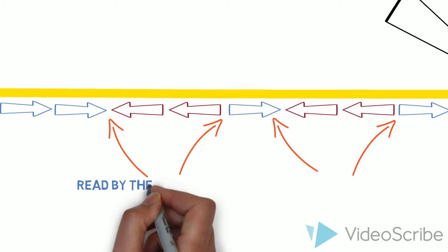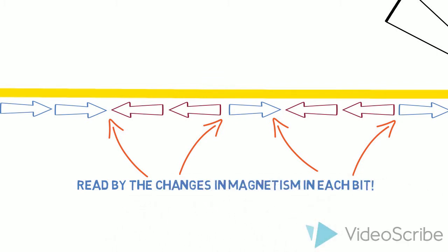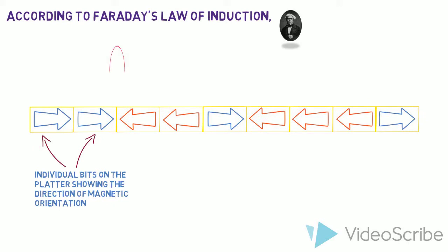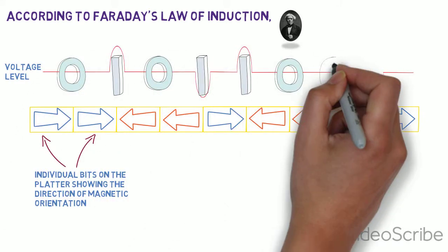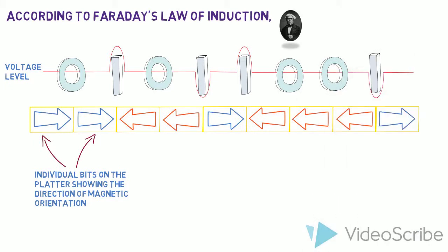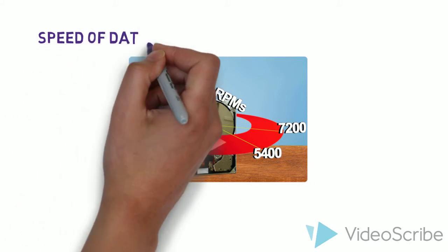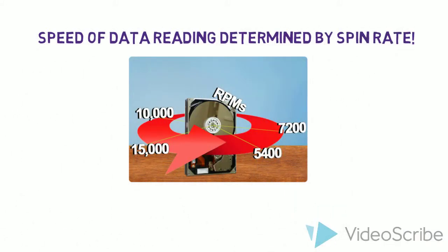As the disk spins, binary data is read by the changes in magnetism between the bits. According to Faraday's law of induction, the changes in magnetism cause a change in voltage, and therefore translate to binary 1 or 0. Therefore, data reading on the disk is essentially a linear process, whose speed is dependent on the spin rate of the disk, which is only at thousands of revolutions per minute.